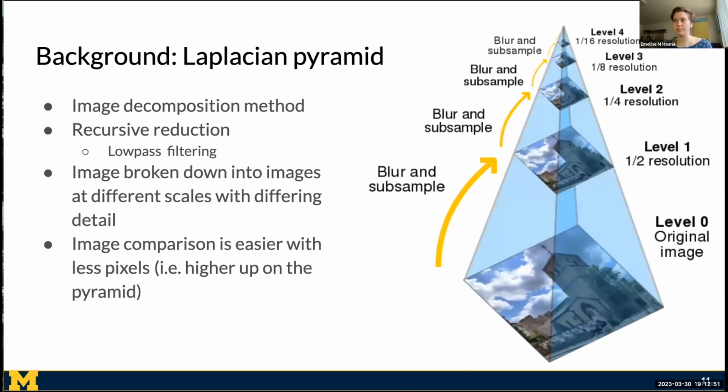Another important concept is the Laplacian pyramid, and image decomposition in general. This method works by recursive reduction and low pass filtering. The image gets broken down into different images at differing scale and resolution. Higher up on the pyramid, the images have less resolution and fewer pixels. This allows easier comparison between images, because you can start with a lower resolution, lower pixel comparison higher up on the pyramid, and then go down, which simplifies the comparison.